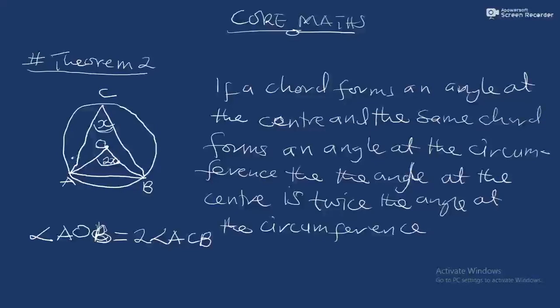So this is the second theorem. So the angle formed at the center is twice the angle formed at the circumference. The angle formed at the center by a chord is twice the angle formed at the circumference by the same chord. So I hope that is clear. So now let's look at an example.